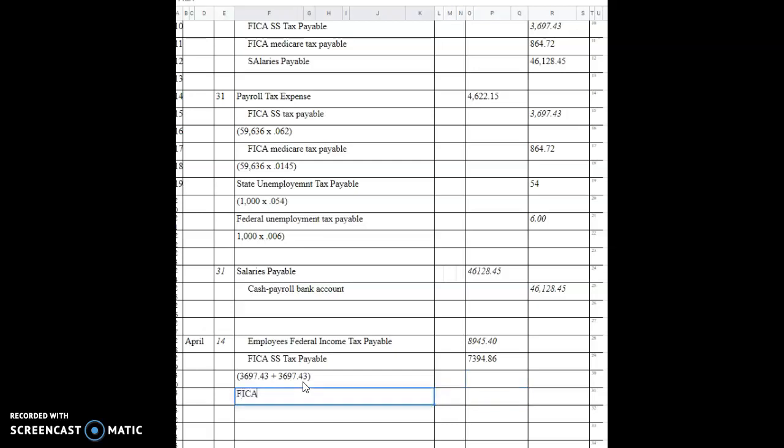Okay, we have our FICA Medicare tax payable. Again, we have to take that number times 2 because it's being paid by both the employee and the employer. So $864.72 for the employer part, $864.72 for the employee part, for a total of $1,729.44.